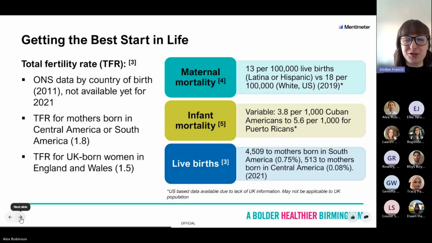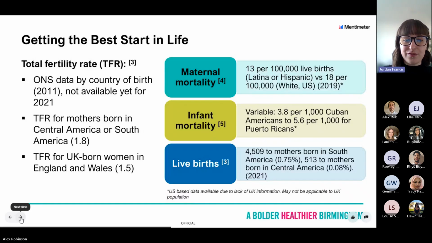We do have some UK information based on the number of live births. So we can see overall that there were 4,509 births to mothers born in South America and 513 to mothers born in Central America in 2021. Although these are small numbers, when we consider that the total Latin American population in Birmingham is less than 4,000, and there are 4,500 live births across England, Wales and the UK, you can see that the population may be made up more of second and third generation migrants over time, but we don't have that information at the minute.